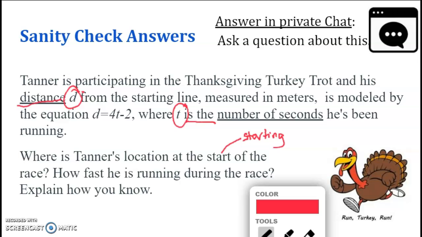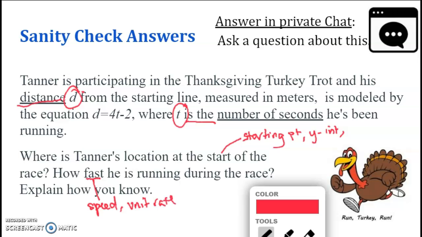And what's another name for starting point? That's the y-intercept. Okay, so we're looking for the starting point, the y-intercept, and how fast is he running? We are looking for the speed, and speed is the same as the unit rate.